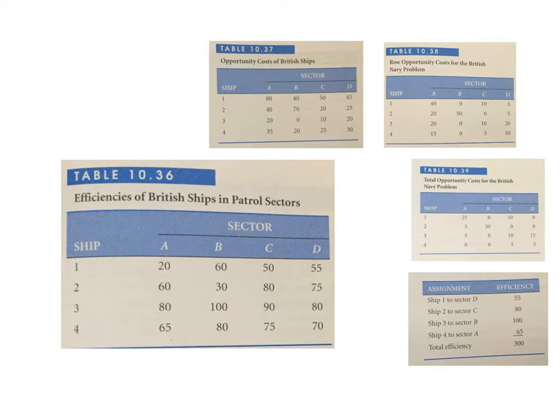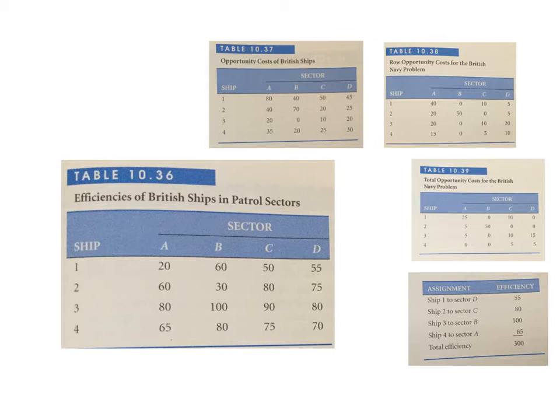These are the efficiency ratings of each ship to each sector of the sea, named A, B, C, and D. This is out of 100, so the maximum is 100. We want to maximize the efficiency rating; we don't want to minimize the efficiency. So how do we do this?